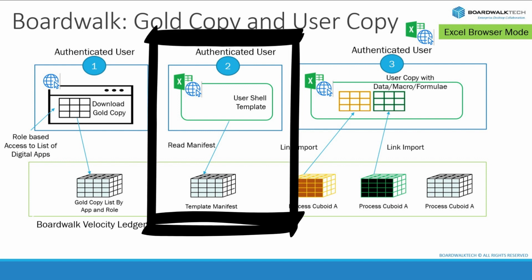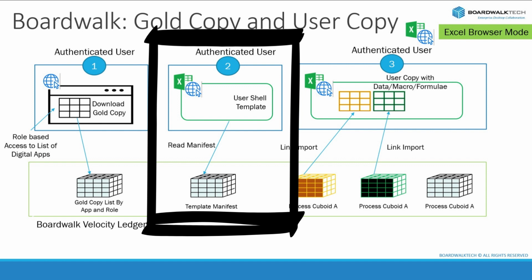Upon opening the user shell template on their system, users can initiate the download function through a menu option. This action triggers a request to the Velocity Ledger to retrieve what is referred to as the template's manifest. The manifest serves as a guide outlining which cuboids need to be fetched from the Velocity Ledger and how to integrate them into the template. Essentially, it acts as a roadmap for the template, specifying the necessary data and its placement within the Excel template.